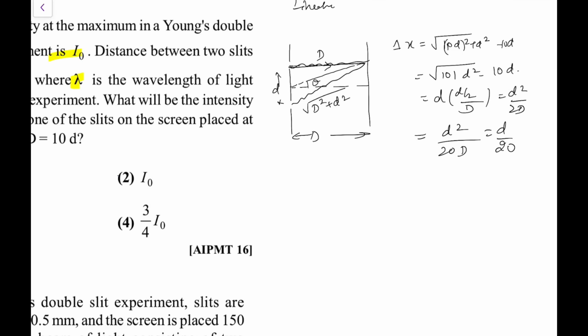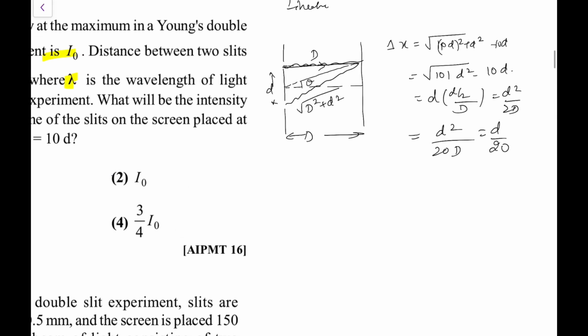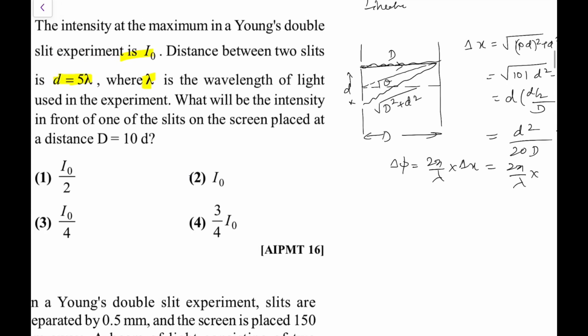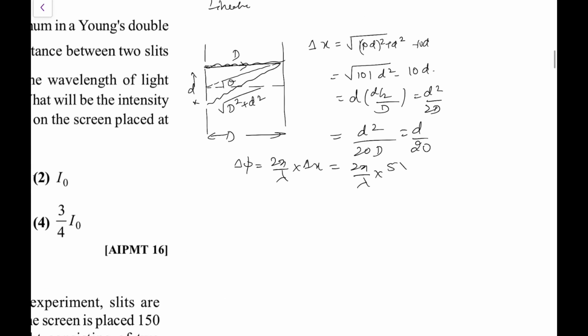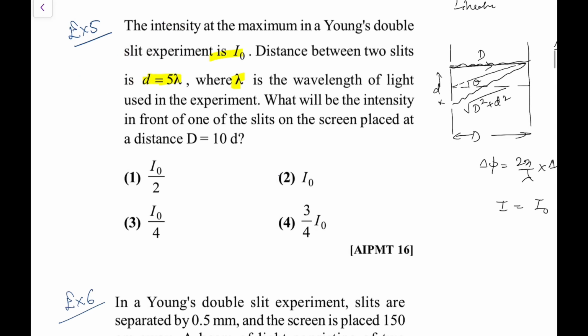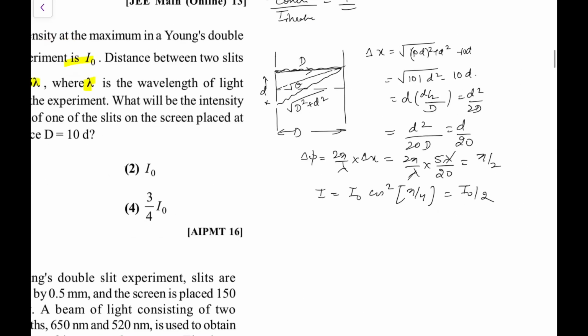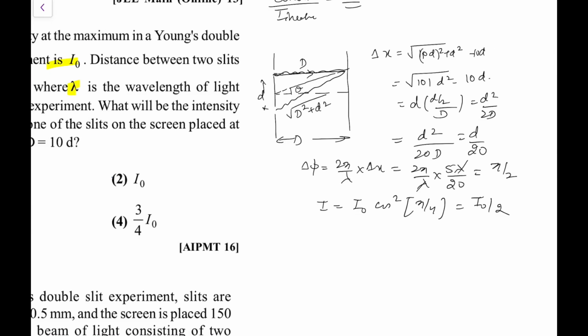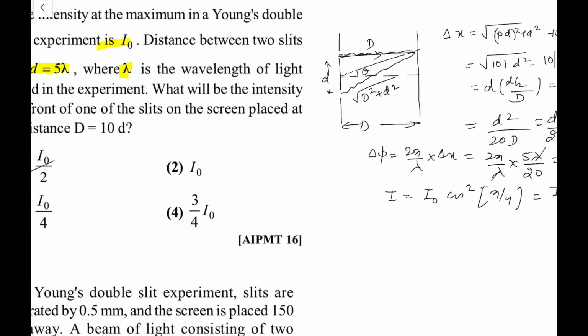Now going by that, what would be the intensity? The intensity depends on delta phi, which is 2 pi by lambda into delta x. For the lambda and d relation, d is given as 5 lambda, so it is 5 lambda by 20, so basically lambda cancels, and it would be pi by 2. So directly you will say I is I naught cos square pi by 4, cos square is 1 by 2, that is I naught by 2. So you will go for option first. I first checked whether the approximation is valid or not. From the data it appears that the difference is very, very small, so I went for that. You could have directly gone for that also.